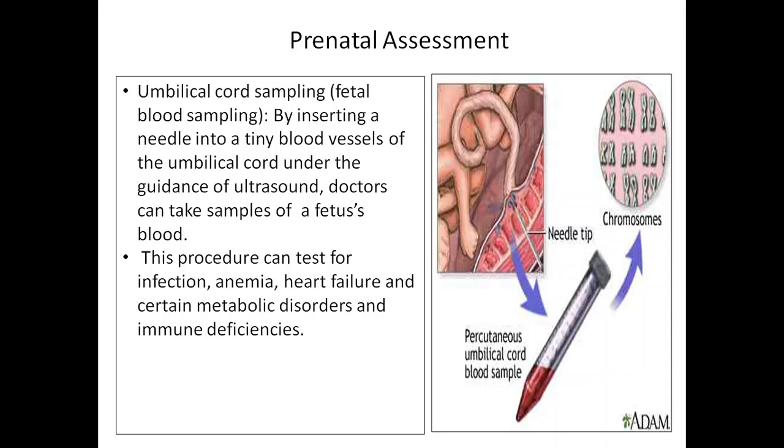One more important technique is umbilical cord sampling, which is also considered fetal blood sampling. In this method, by inserting a needle into a tiny blood vessel of the umbilical cord under the guidance of ultrasound, doctors can take samples of the fetus's blood. This procedure can test for infection, anemia, heart failure and certain metabolic disorders and immune deficiencies.